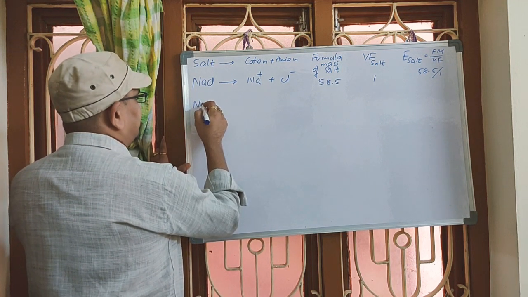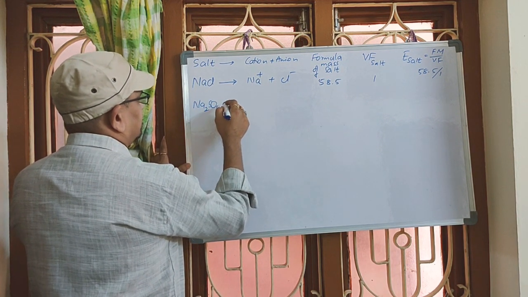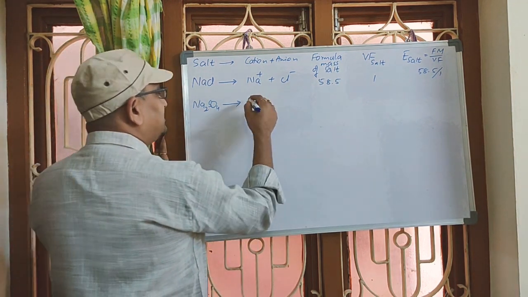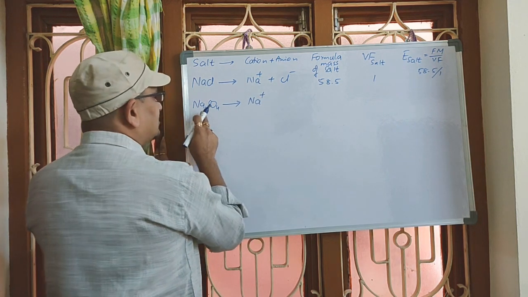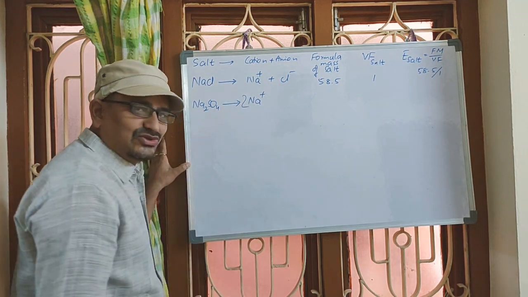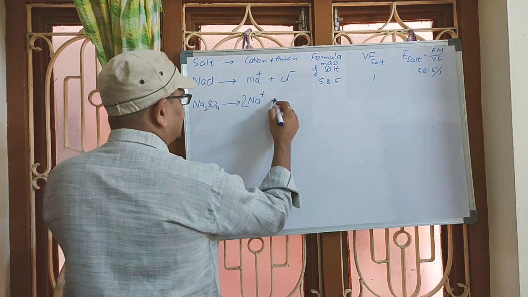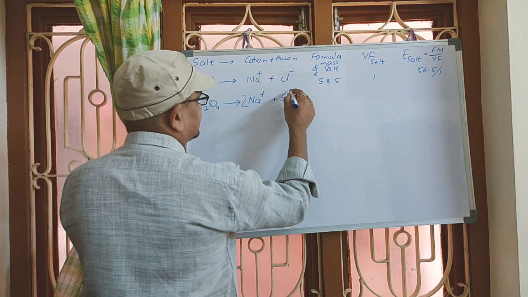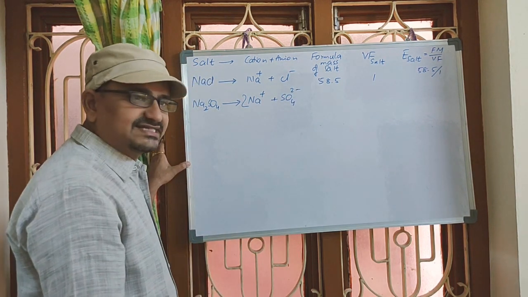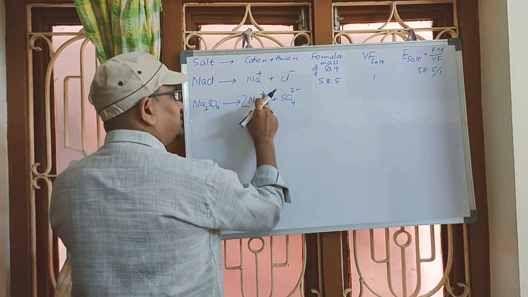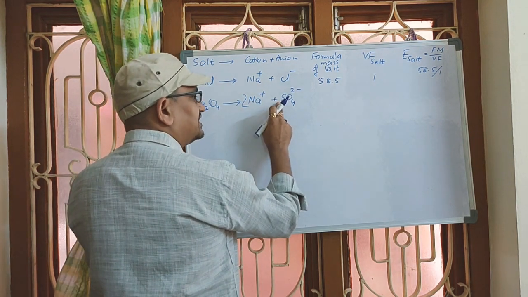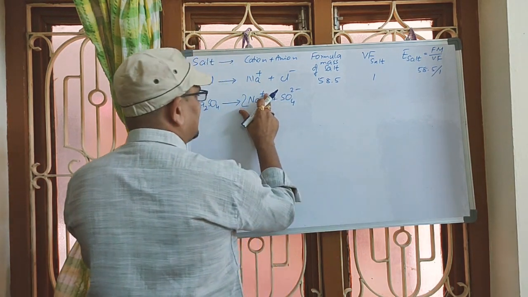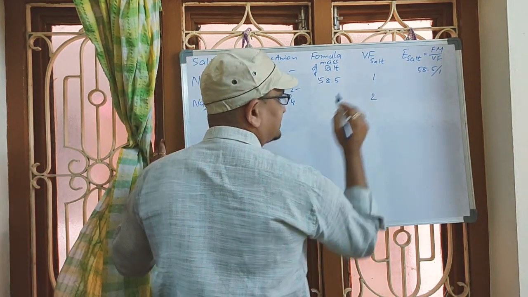Suppose you take Na2SO4, sodium sulfate. How does it dissociate? Sodium is always in the form of Na+. 2 sodium atoms are there, so 2 sodium ions, plus, as 2 positive charges are out, SO4 will be left with 2 units of negative charge. Now, what is the valency factor? Coefficient into power: 2 plus charges, or coefficient 1 into 2 minus charges. Either 2 plus charges or 2 minus charges. Valency factor is 2.